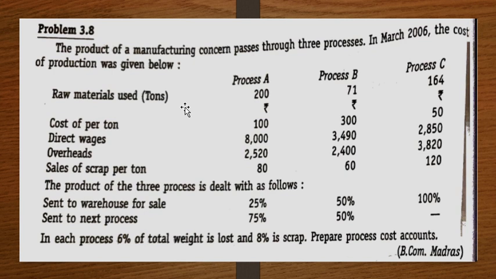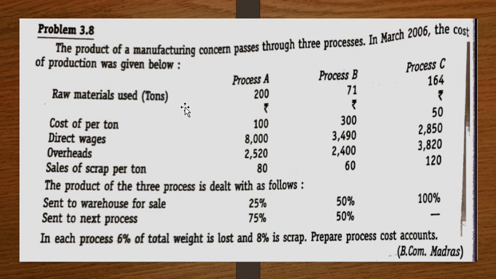The product of the three processes is dealt with as follows: sent to warehouse for sale, for process A, 25%, for process B, 50%, and for process C, 10%. Sent to next process, 75% for process A, 50% for process B, and for process C, nil. In each process, 6% of total weight is lost and 8% is scrap.